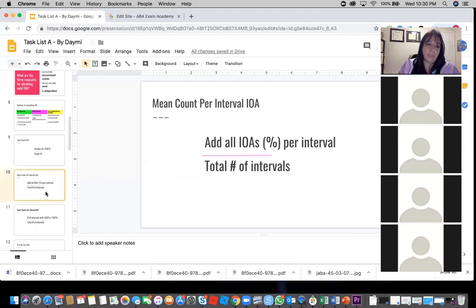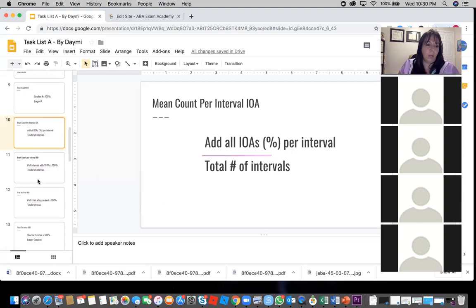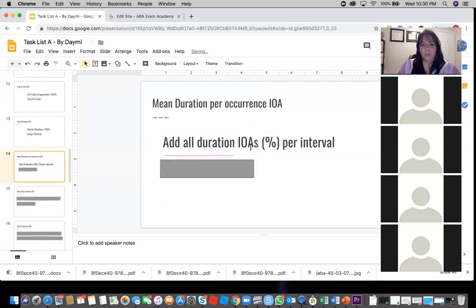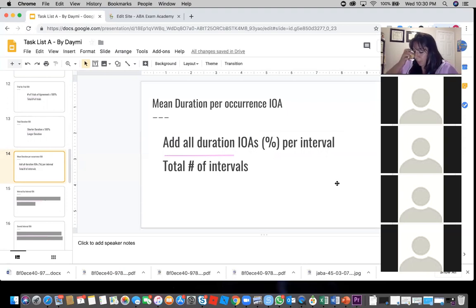All right, so when I went over this, I noticed that it's very similar, and correct me if I'm wrong, very similar to mean count per interval IOA. Just basically we're adding here duration. So it is: you add all duration IOAs per interval and then divide it by the total number of intervals. So like she said, you grab all the percentages of the duration, and then you add those up and then divide it by the number of intervals. You guys understand?